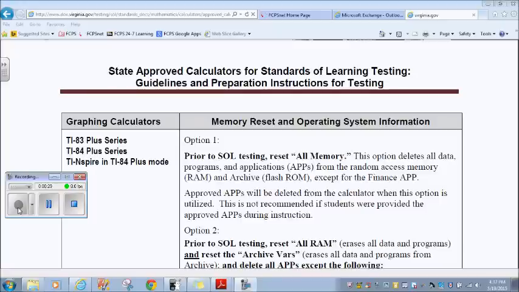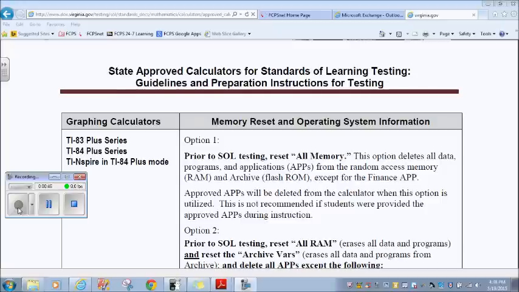how is it that you thought the SOL was? Some kids said, man, the SOL was easy. Other kids were like, it was hard. So I wanted to figure out why do some kids find it easy while other kids find it difficult?